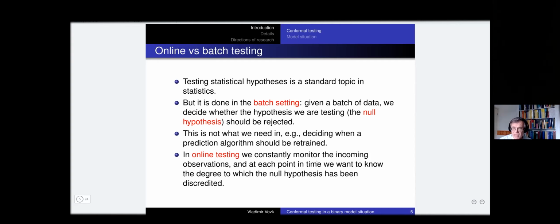Okay, so in online testing, instead of testing a batch of data, the data is arriving all the time in a stream. So it's similar to what Shen Shang was talking about yesterday in his invited talk. So here we continuously monitor our incoming data for deviations from exchangeability or deviations from the IID assumption.